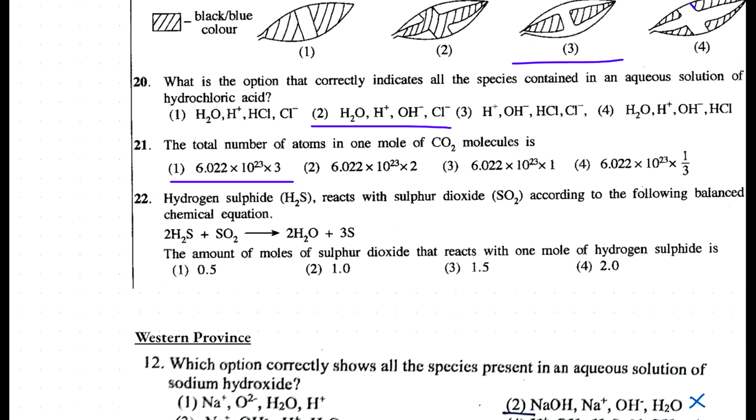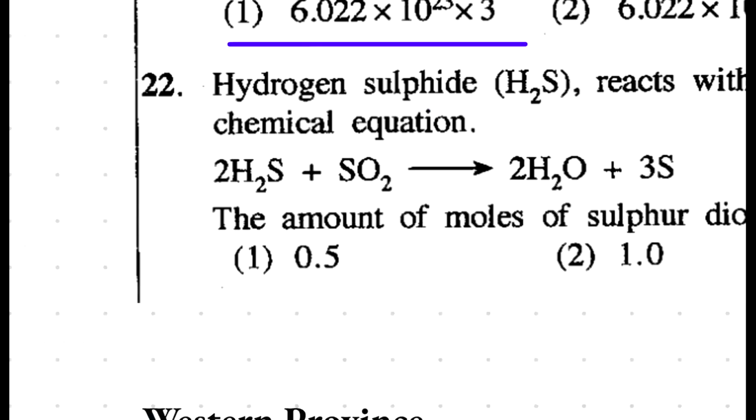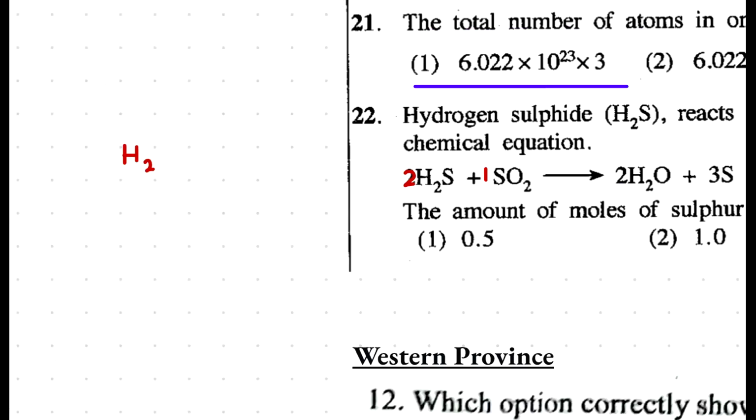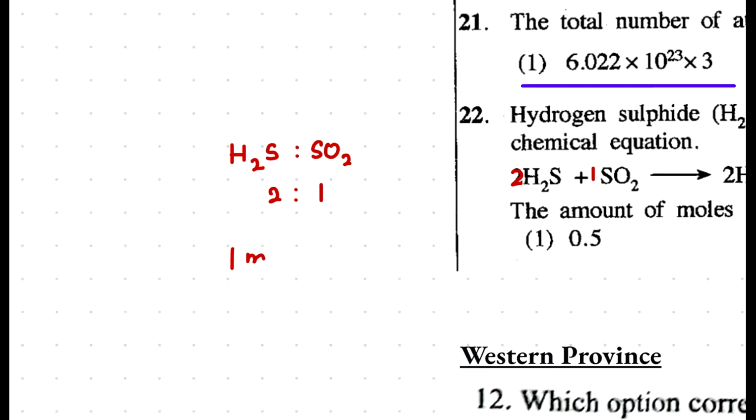Here they are talking about hydrogen sulfide and sulfur dioxide. In hydrogen sulfide, the number at the front is 2. In sulfur dioxide, the number at the front is 1. That means the ratio between hydrogen sulfide and sulfur dioxide is 2:1. The question asks for the amount of moles of sulfur dioxide that reacts with 1 mole of hydrogen sulfide. If hydrogen sulfide is 2, sulfur dioxide is 1. If hydrogen sulfide is 1, then sulfur dioxide should be 0.5. So the answer is the first one.